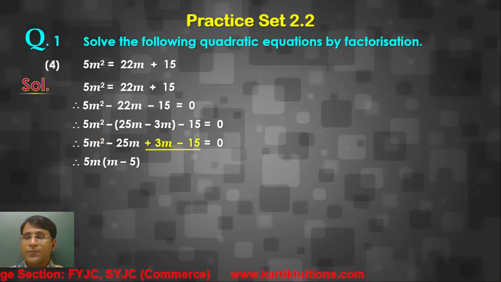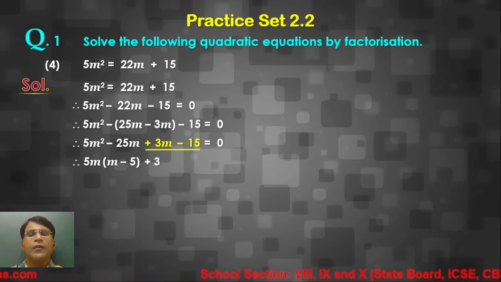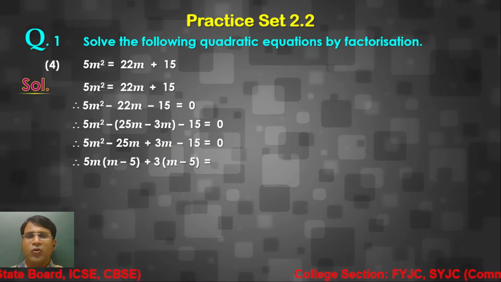Now third term is plus, so we'll take plus sign common. If the third term would have been minus, we would have taken minus sign common. Now since in this sum third term is plus, I have taken plus sign common. Now 3m minus 15, in that I can take 3 common. So in bracket I'll get m minus 5, and that is equals to 0.